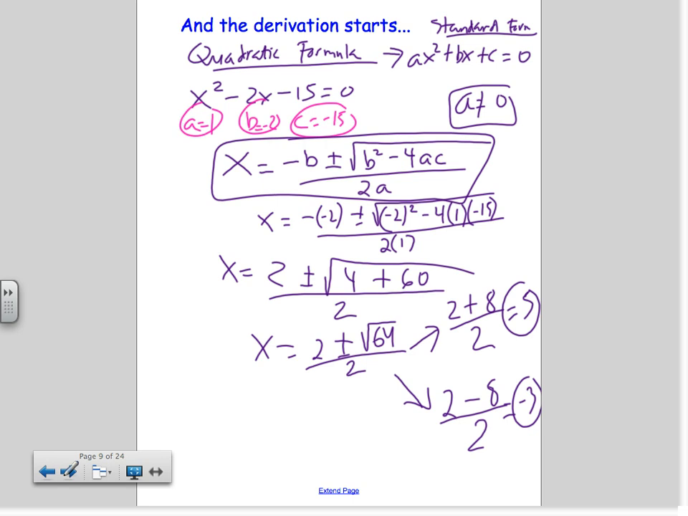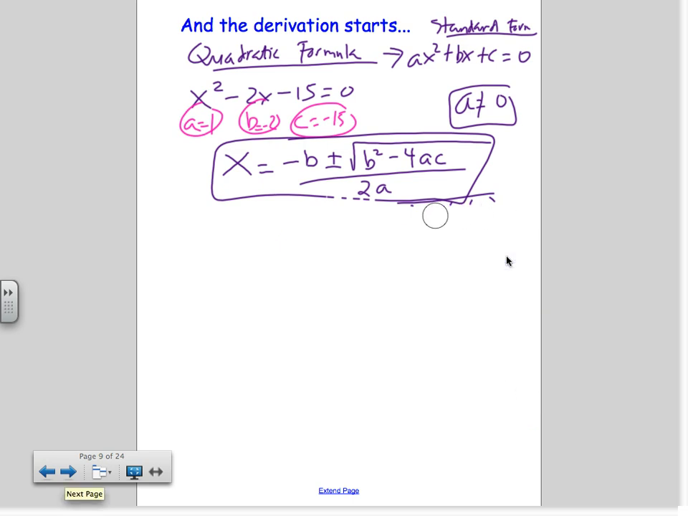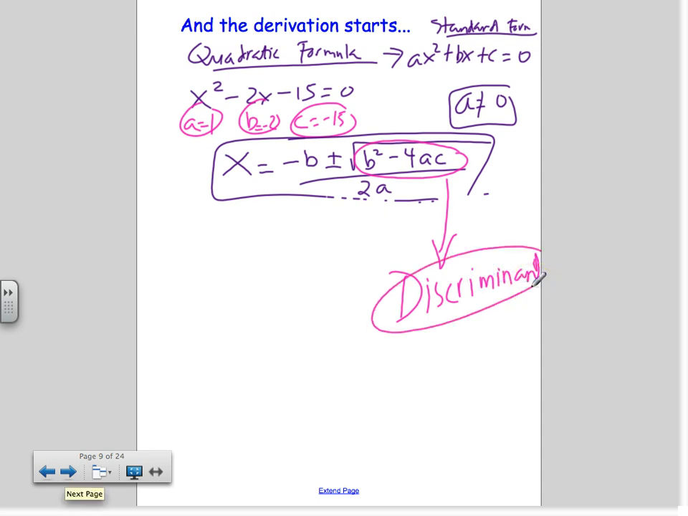One more thing I want to talk about before we move on to the next example is this term. I want to talk about this piece inside the square root sign. And what I circled inside the square root sign is called the discriminant. Write it down, please. The discriminant. Okay? Now, what is that?